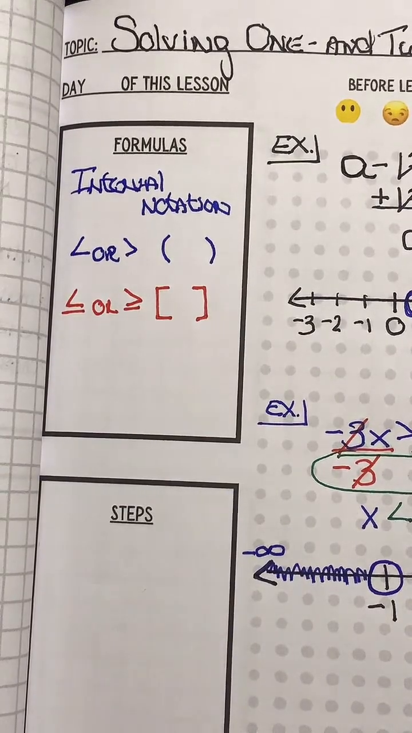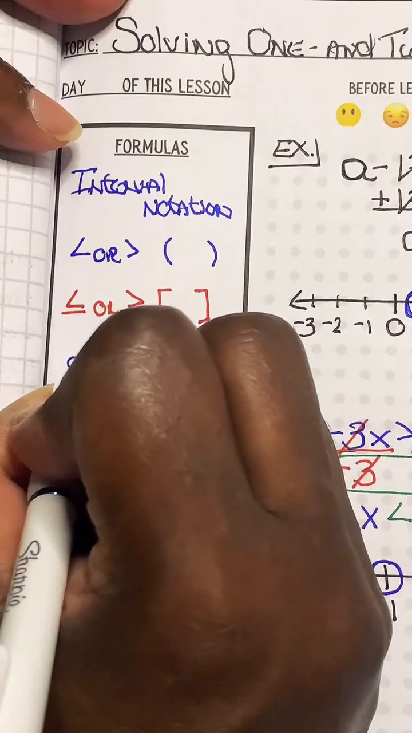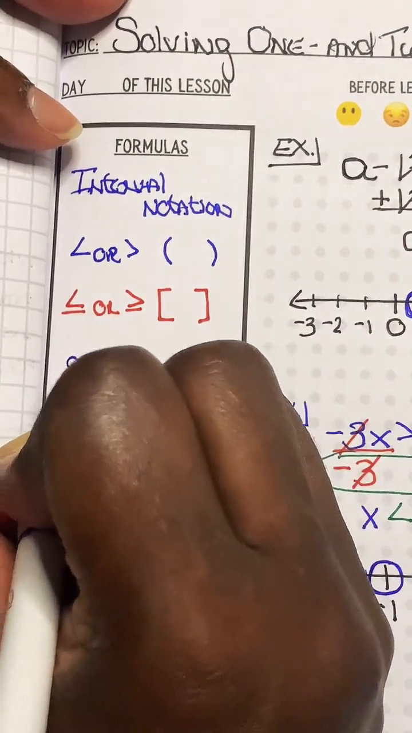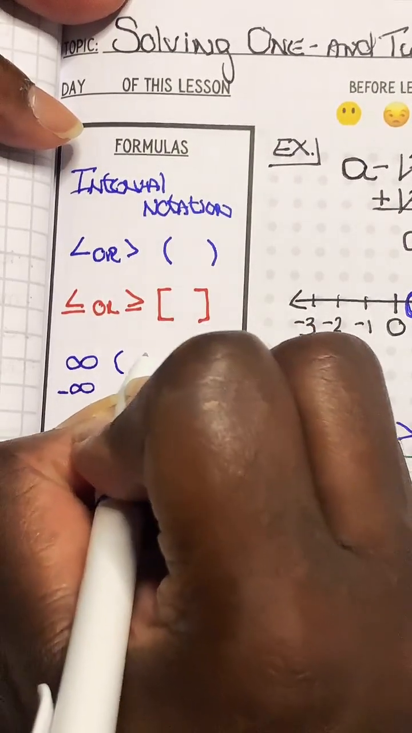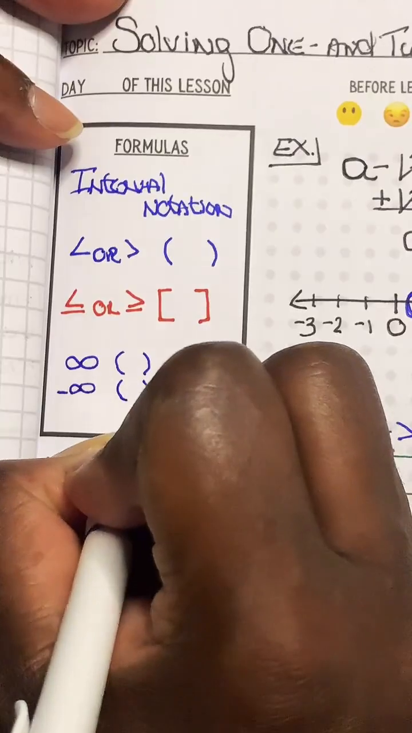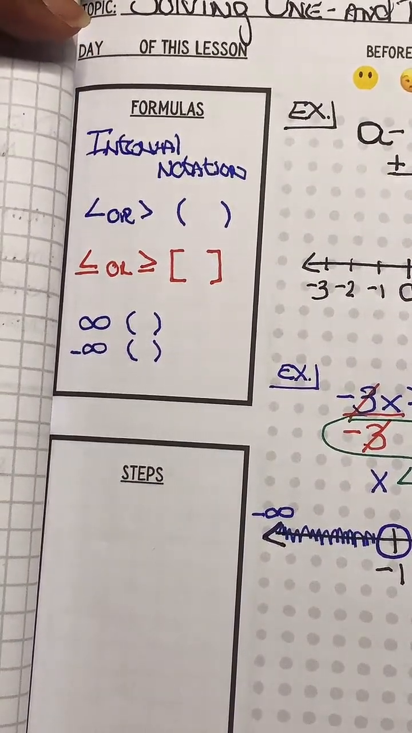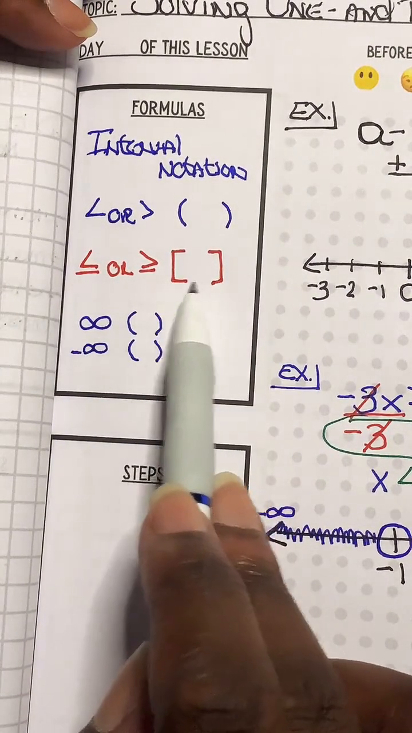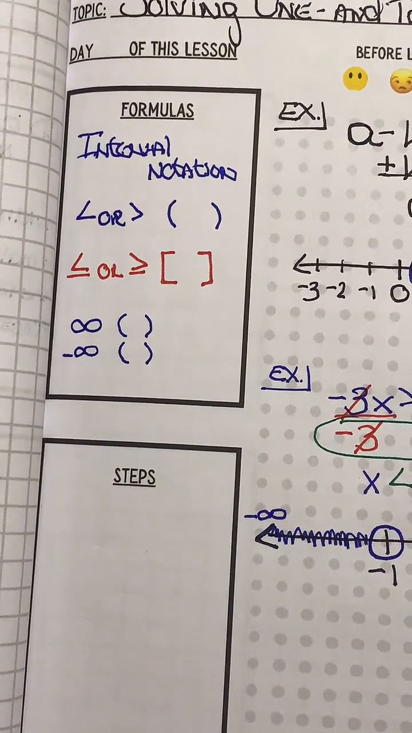So this is why anytime that you have infinity, regardless if it's positive infinity or even negative infinity, they always get parentheses. The infinities don't have what's called a bound. So this is unbounded, whereas the equal to's, the brackets, it's bounded.